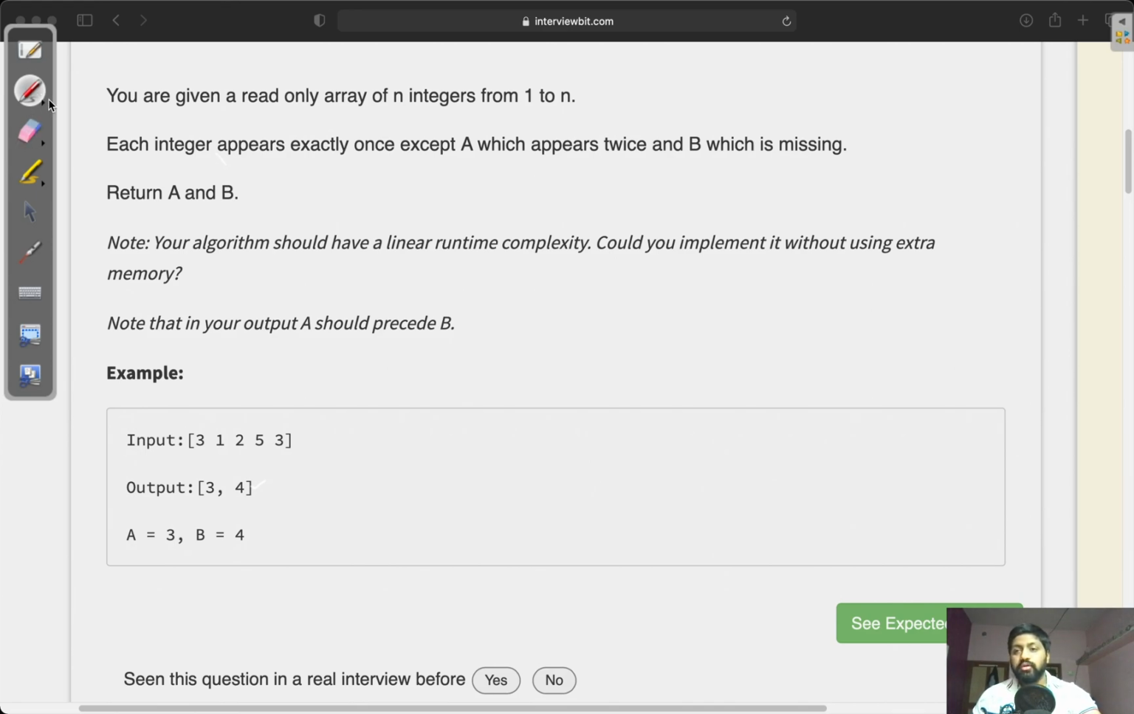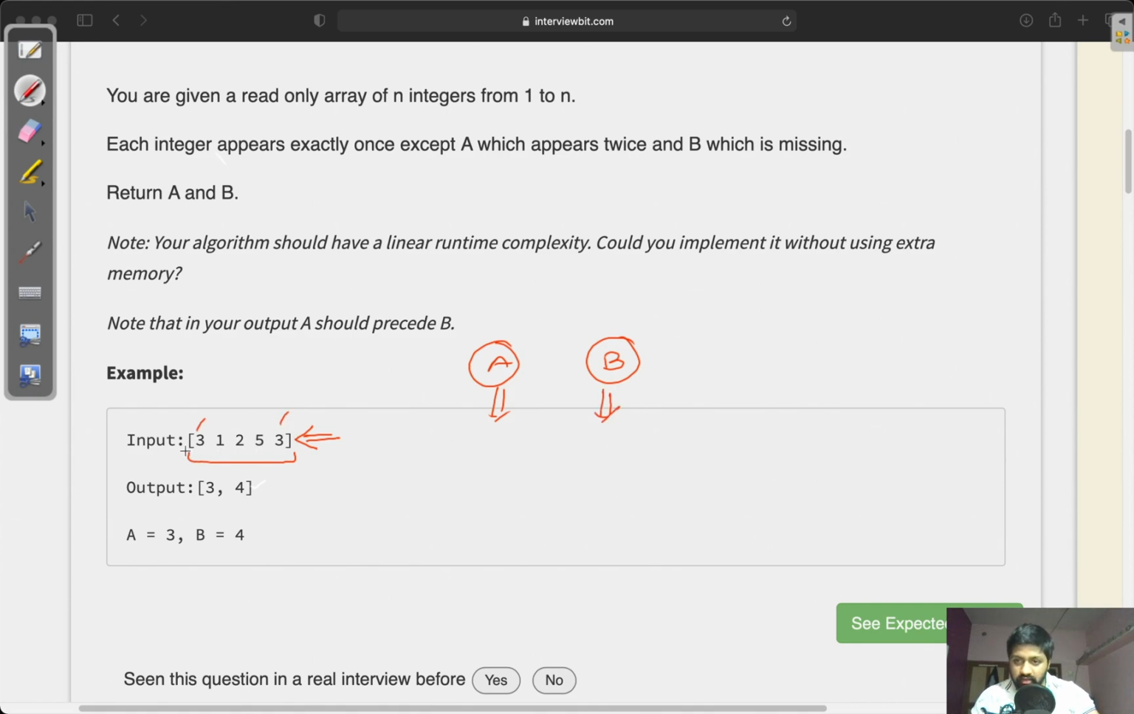So in this, what we are going to do, we are given an array of integers and our task is to find two numbers, that is a and b. Now what this a and b means is, a is the number which is missing from these integers and b is the number that is twice in this array.